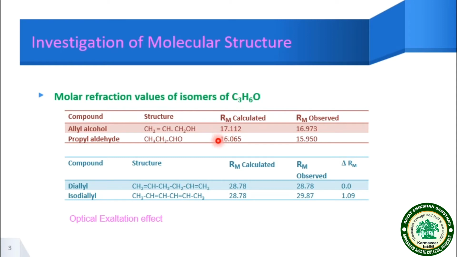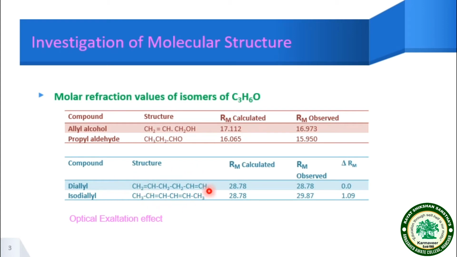Now consider another example: diallyl and another, isodiallyl. Here in diallyl, the two double bonds are there, at the two ends. Now see, 1, 2, 3, 4, 5, 6: 6 carbon atoms. Isodiallyl, 1, 2, 3, 4, 5, 6: again 6 carbon atoms. If you count the hydrogens, you will find both diallyl and isodiallyl are again isomers of each other, with the same molecular formula and different structural formulas.